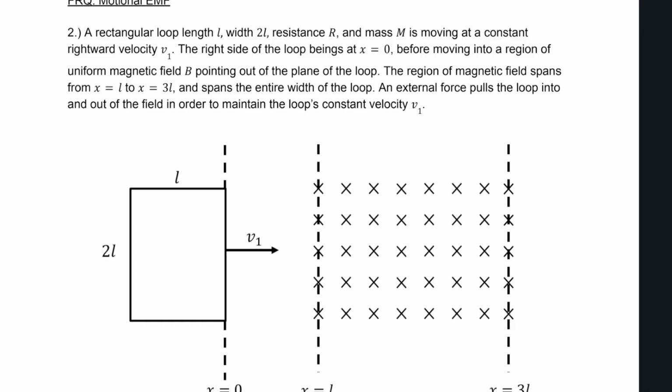So we begin with the right side at x equals 0 into a uniform magnetic field pointing into the plane of the loop. Just an error here in my question. The region of magnetic field spans from L to 3L, so this means that the loop can fully fit in the field. It's going to enter, get more and more flux, then stay in the field for a little bit longer and then exit. And it's important that there's some external force that helps it go in and out to maintain this constant speed.